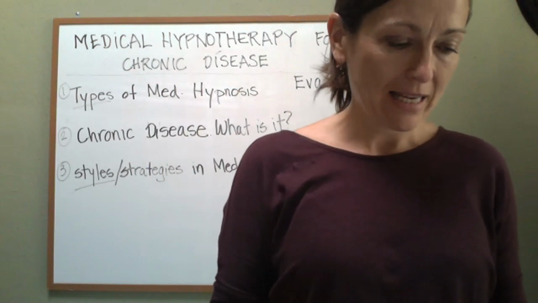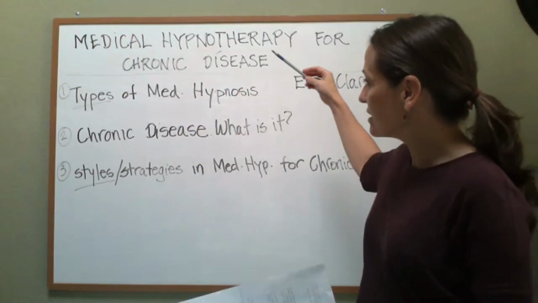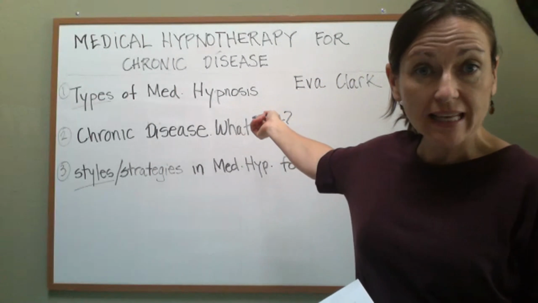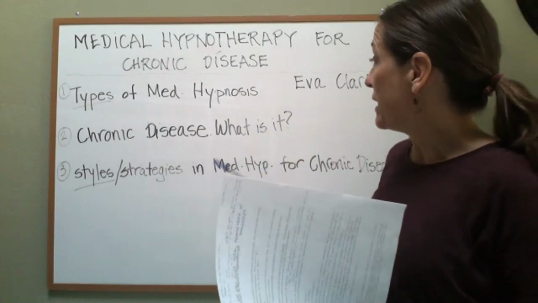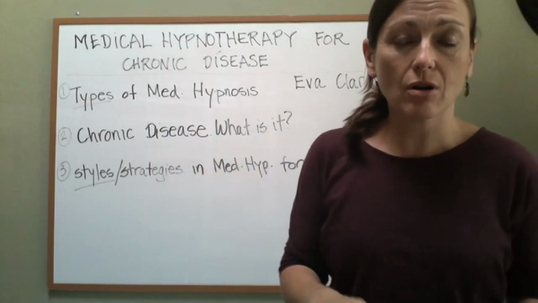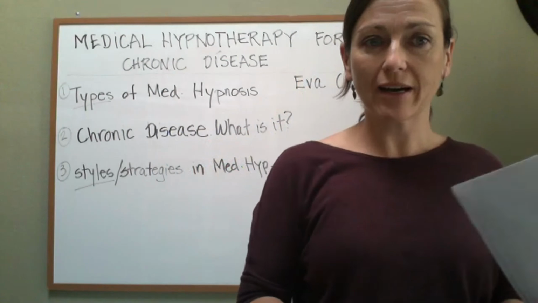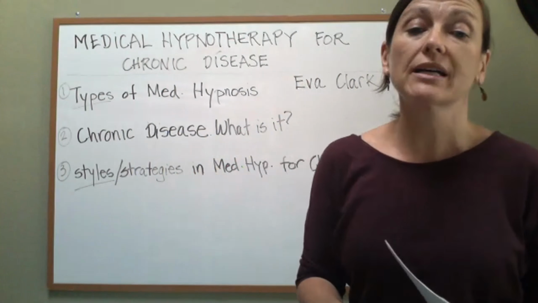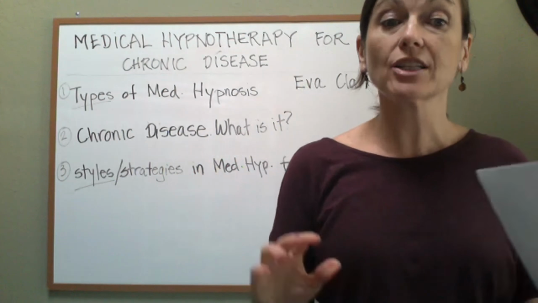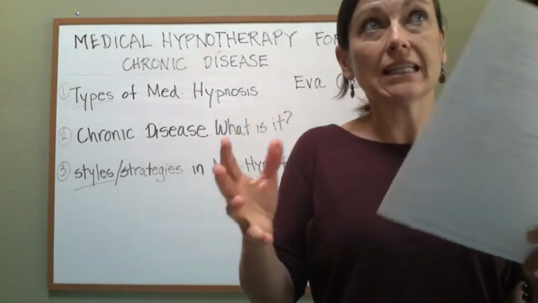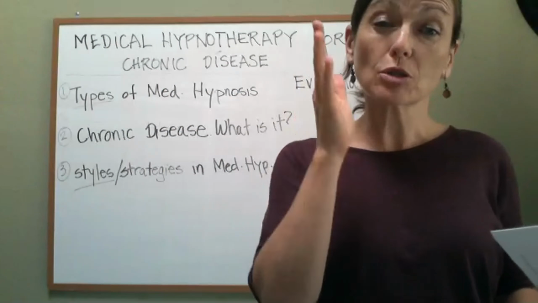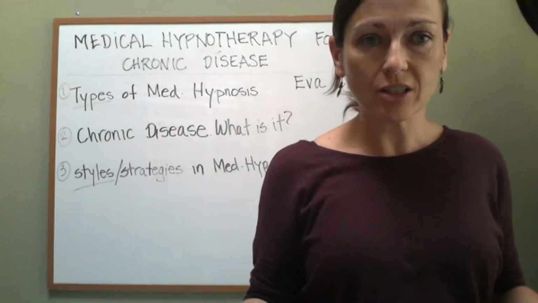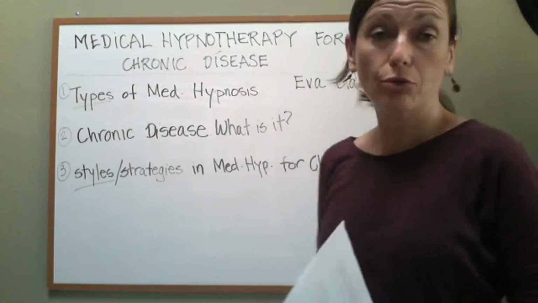Okay. So what I wanted to cover today was the types of medical hypnosis that is out there. What exactly is chronic disease, so that we're all very aware of what we're doing and what area we're focusing on. And then the different styles that are being used in medical hypnotherapy for chronic disease, because they're actually very, very different. And you'll notice that a practitioner's paradigm will pretty much dictate what strategies they will use. So we're going to go through this today.